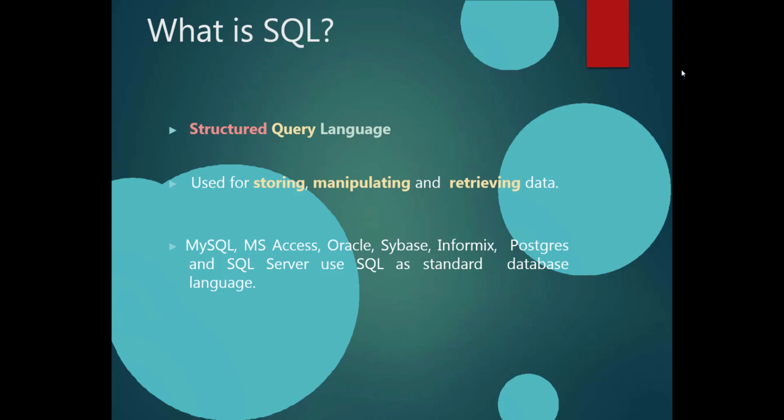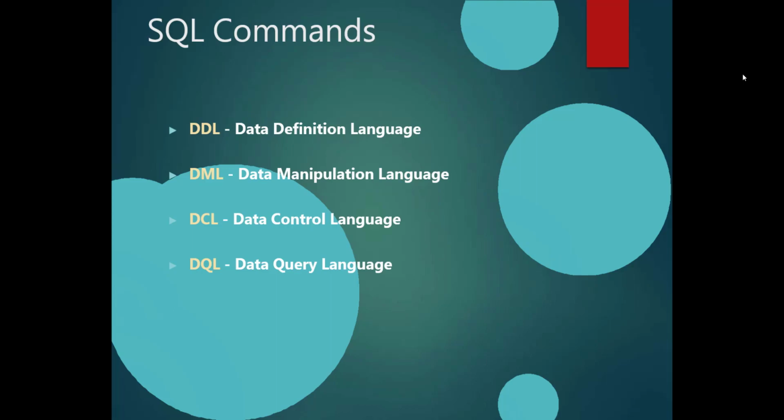standard database language. There are commonly four types of SQL commands which we can fire. The first one is DDL, commonly known as data definition language. The second one is data manipulation language. The third one is data control language, and then data query language. We will be seeing each one of them in detail now.